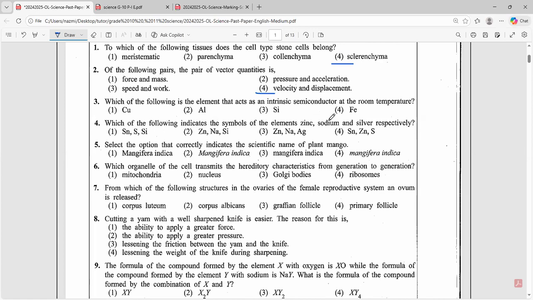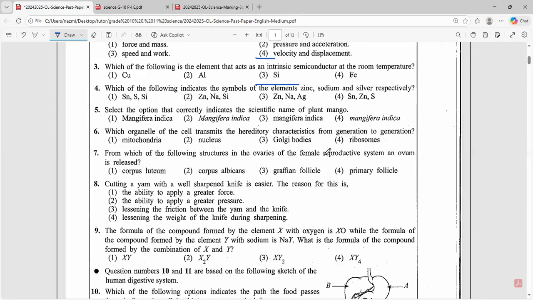Which of the following is the element that acts as an intrinsic semiconductor? What do you mean by intrinsic? That is a pure semiconductor without doping. Okay, so that's silicon, third one. Which of the following indicates the symbol of the elements zinc, sodium and silver? Third one, zinc. Silver, the symbol is Ag.